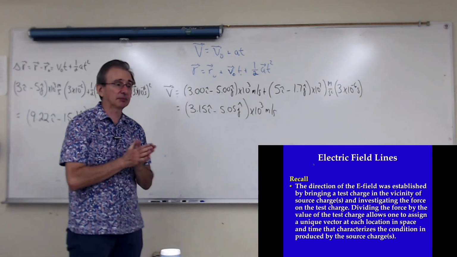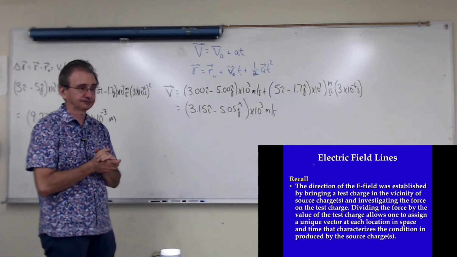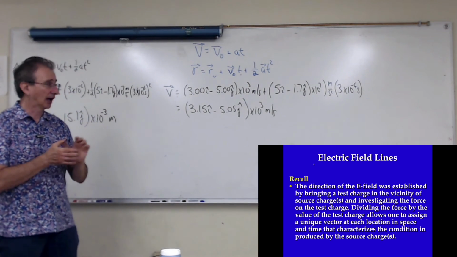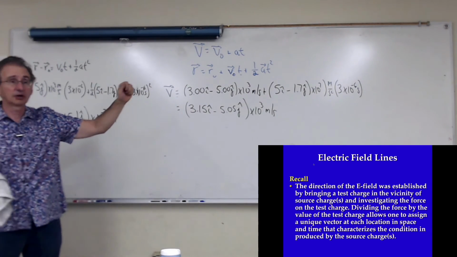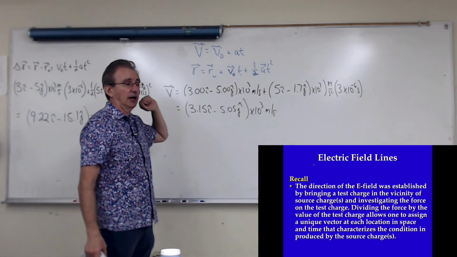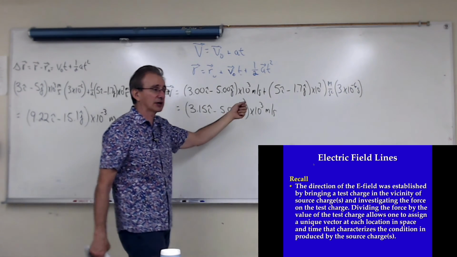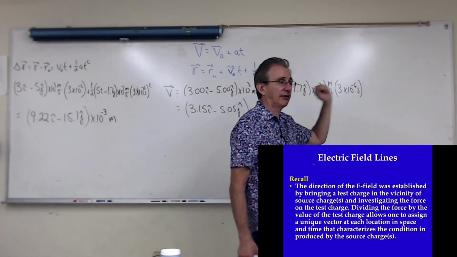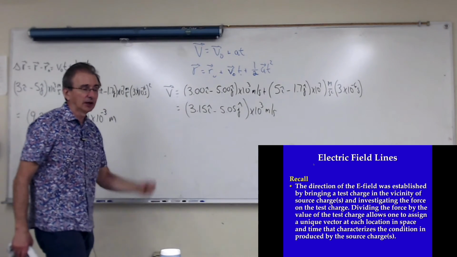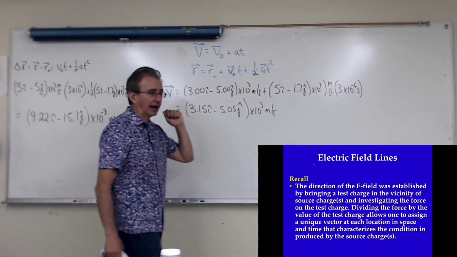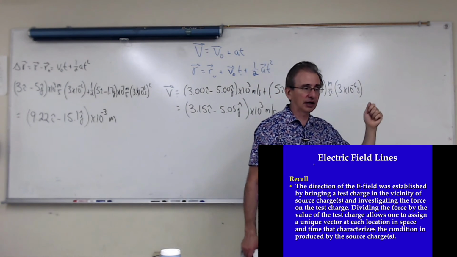So let me start by talking about how we established the direction of the electric field. I did that little thought experiment where I had a source charge, I placed it in space, and I brought a test charge in its vicinity. I determined the direction of the force on that test charge, divided by the test charge, and that gave me the direction of the electric field. By doing that, I can assign a unique vector at each location in space and time.